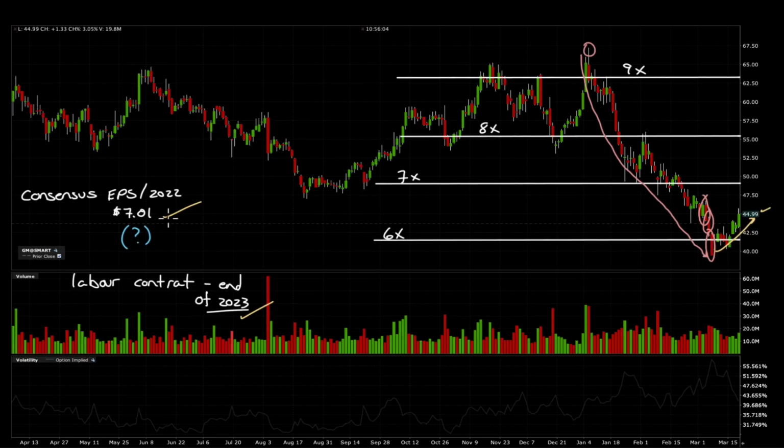With consensus EPS of 701, I've got 4 different fundamental levels: 6 times, 7 times, 8 times, and 9 times earnings. 6 times earnings gets us to about $42. Well, you can call that $7, right? 6 times 7 is 42. This is 49, 56, and 63. And at this point, I don't know. I'm 50-50. It could go from 45 to 50 and it wouldn't surprise me. It could go from 45 to 40 and it wouldn't surprise me.